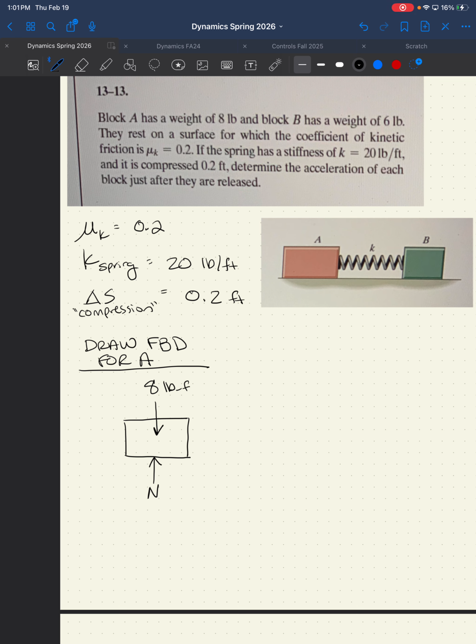For the free body diagram, do you want us drawing them like this where it's a box, or could we draw it as a particle? For this problem, we are treating these blocks as particles, so you can treat it as a particle. Very good question. So in other words, I could have written it like this.